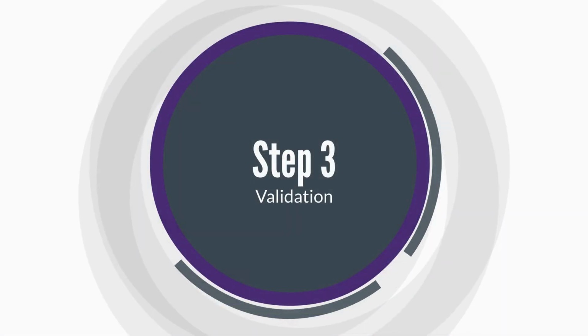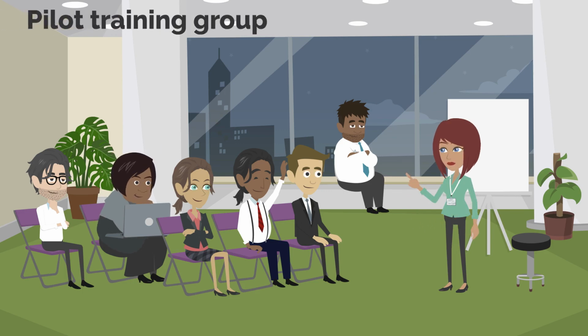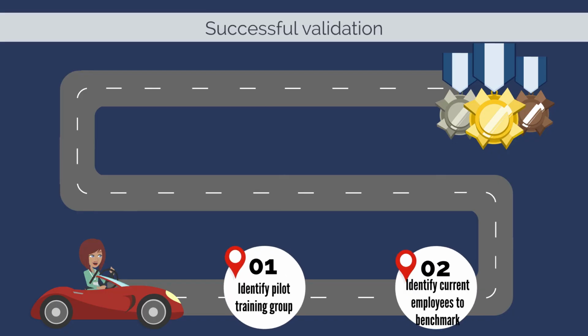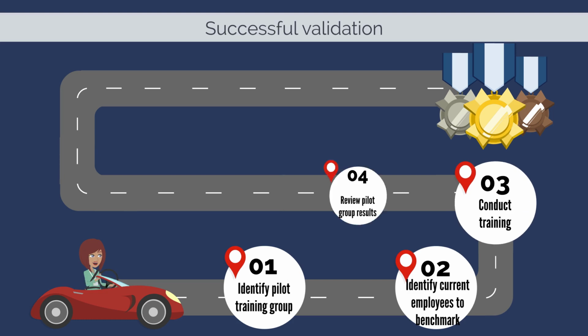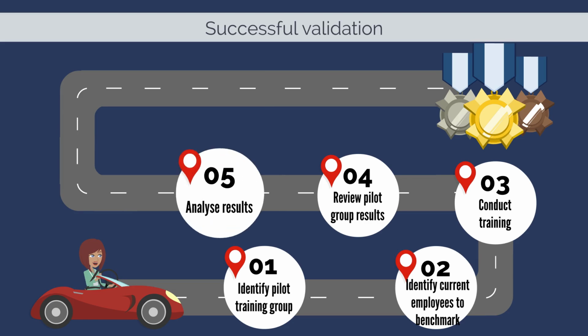Step 3. Validation. To determine the training validity, an organisation may test the training on a small group of learners. This is also referred to as a pilot training group. Deploy the training to a small group of people, ideally 2 groups. Compare the training outcomes and performance from both groups.